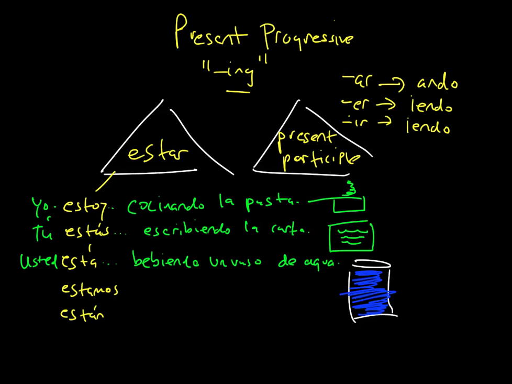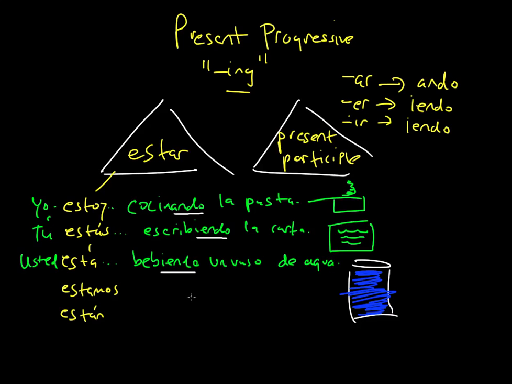Okay, now let's look at these examples again. So yo estoy cocinando. Okay, so I dropped off the AR and I added ANDO. Tú estás escribiendo, dropped off the IR and added IENDO. And usted está bebiendo, and now I dropped off the ER and I added IENDO.